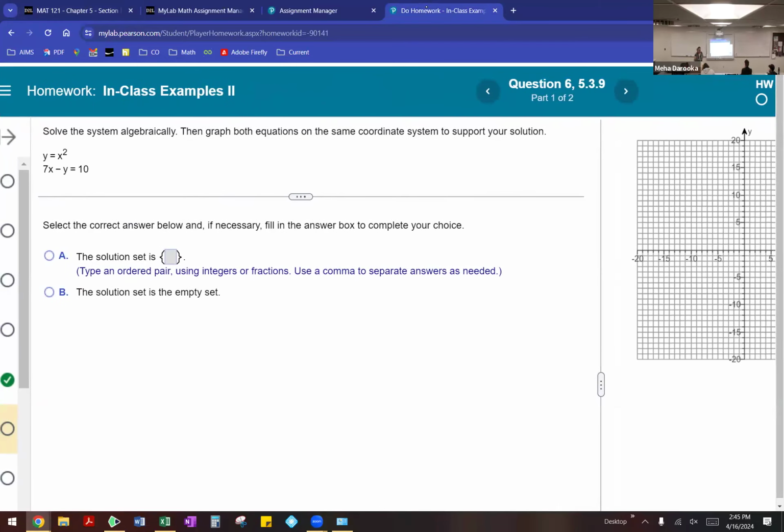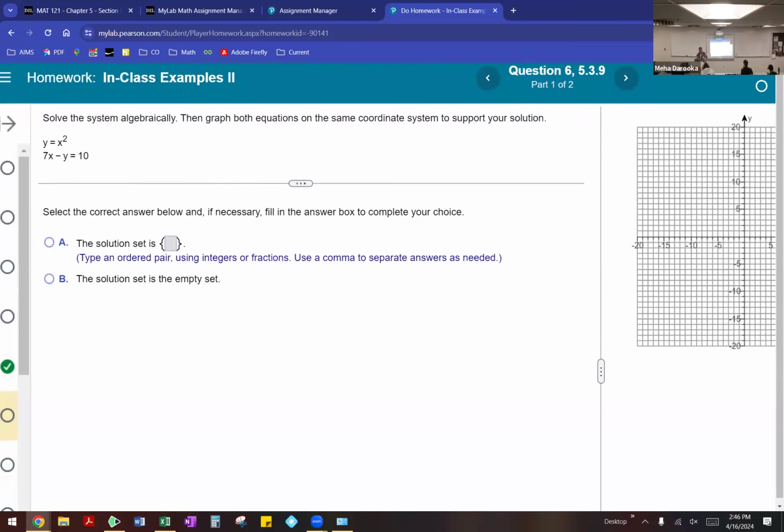So they want us to solve the system algebraically, and then we're graphing it to make sure what we solved algebraically is visible graphically also. So you will see this is a system where you have y equals x squared, which is a nonlinear equation, and then you have 7x minus y equals 10, which is actually a linear equation. So it's a combination of both linear and nonlinear.